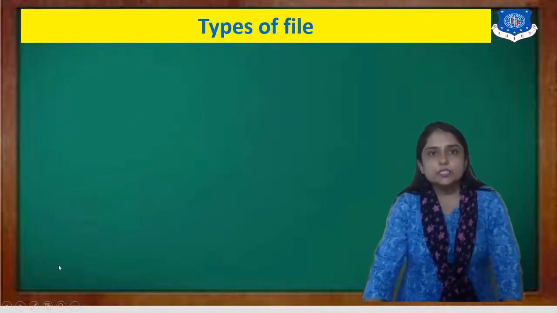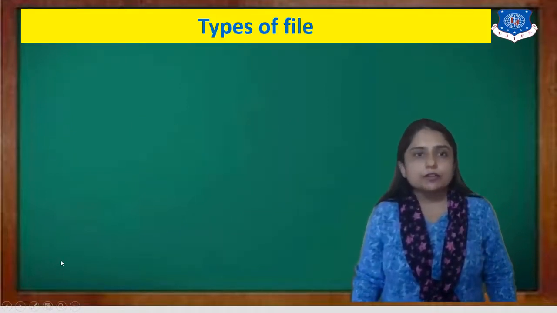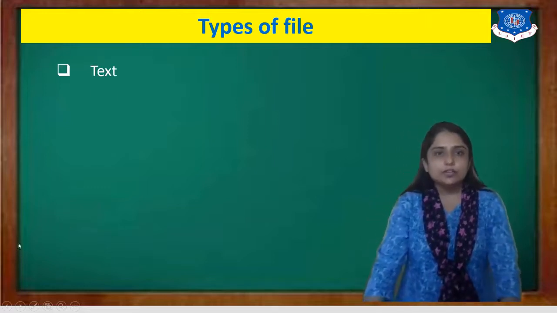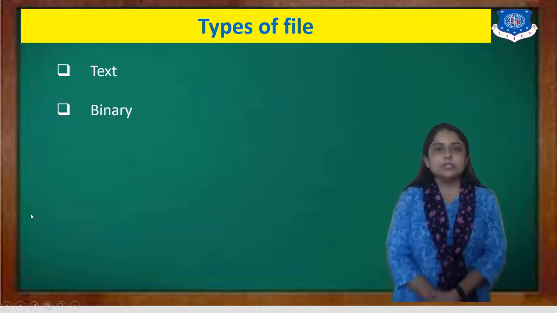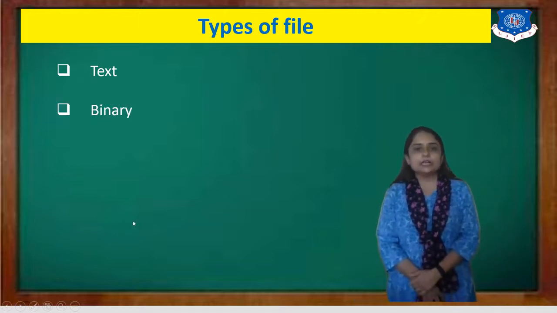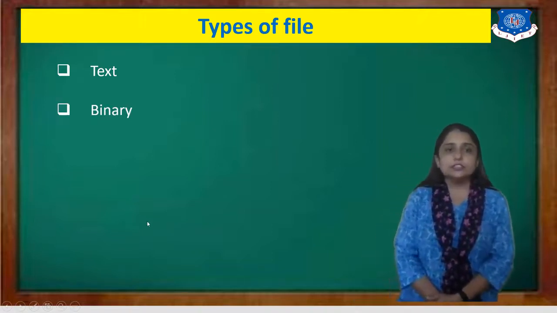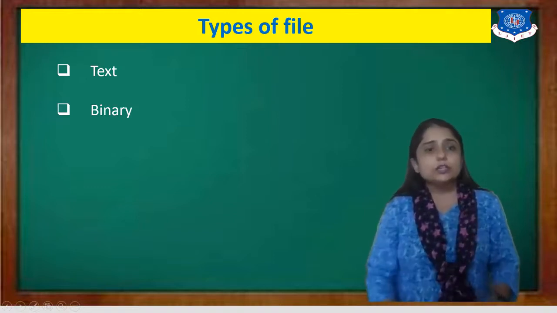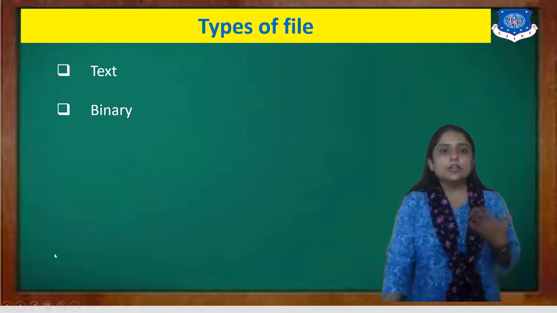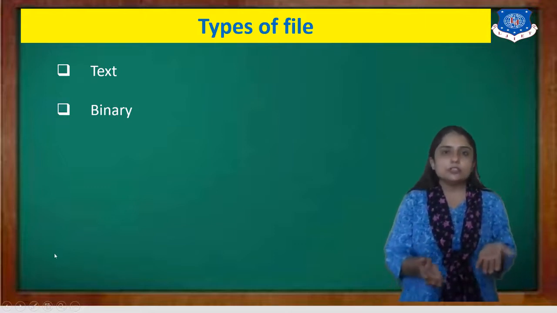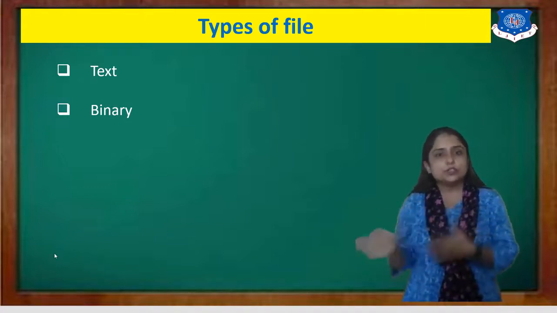First of all, we will discuss the types of files. One is the text file. You know very well what a text file is. The second one is a binary file, that means a file that contains zeros and ones. In the binary file, we will consider the image file.